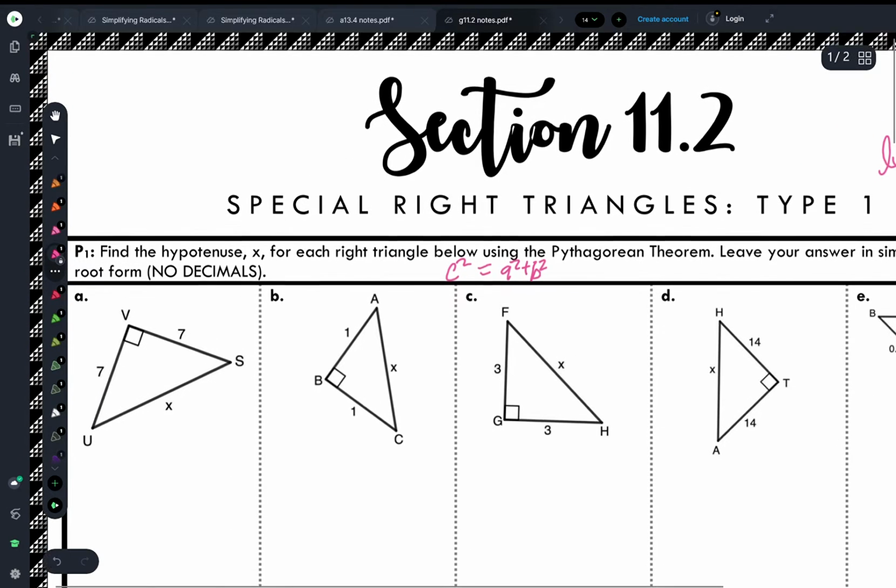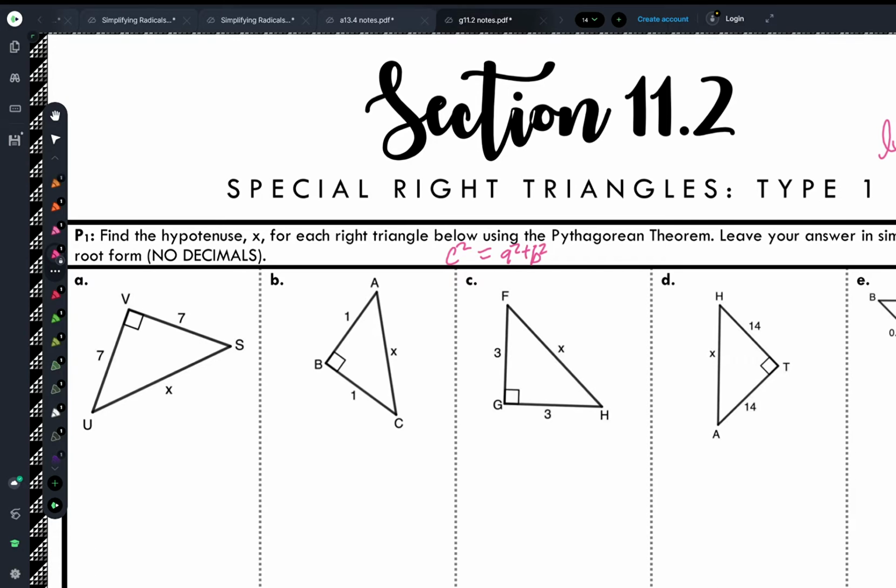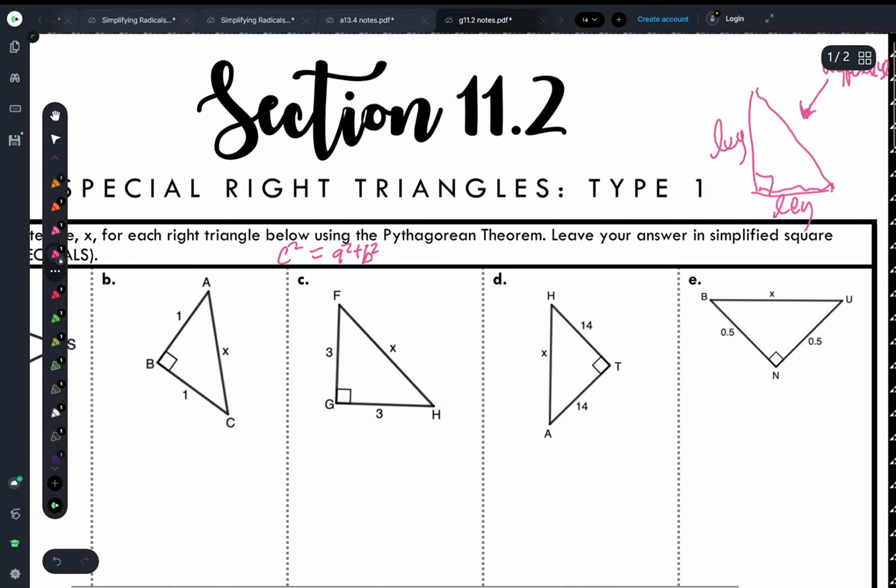So for problem number one, we're just exploring the relationship between these types of triangles right here. These are all the same type of triangle, and we will formulate a relationship between the legs and the hypotenuse of this type of triangle. Find the hypotenuse x for each right triangle below using the Pythagorean theorem. Leave your answer in simplified square root form.